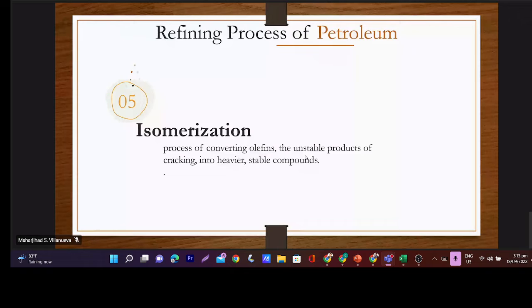there is no change of number of carbon and hydrogen atoms. It is a process of converting olefins, the unstable products of cracking, into heavier stable compounds. It only rearranges into more useful isomers. It converts small hydrocarbons to larger ones by using a catalyst.